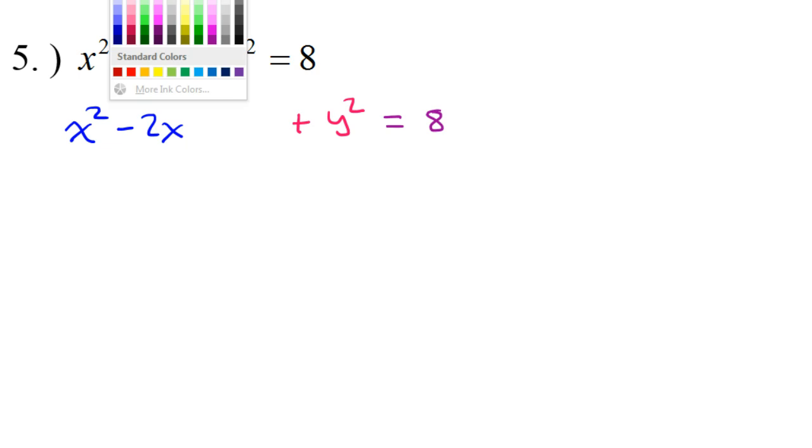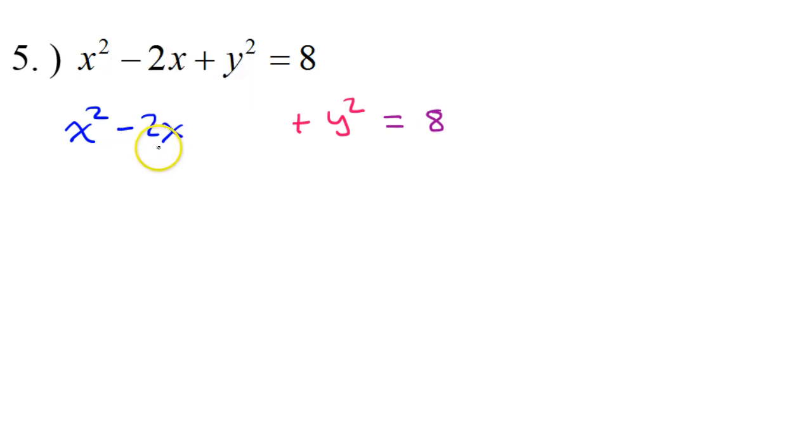So I'm all set to start completing the square now. Half of the middle squared. Half of this is negative 1. If I square that, I get positive 1. So I'm going to put plus 1 right here. If I add 1 on the left, I need to add 1 on the right. I don't need to do anything with the y squared.